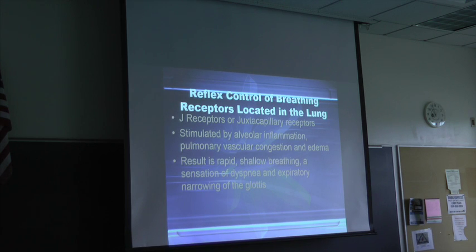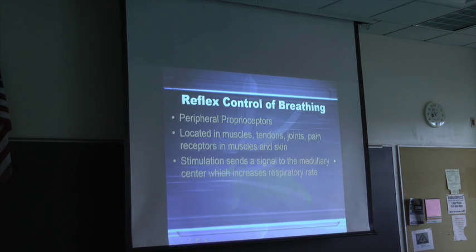Then there are J receptors, or juxtacapillary receptors. Those are located in the alveoli, and they're stimulated by inflammation of the alveoli. They're stimulated by pulmonary vascular congestion and edema. Once these juxtacapillary receptors are stimulated, it causes fast, rapid breathing. The patient will feel short of breath. So that was it for the lungs.